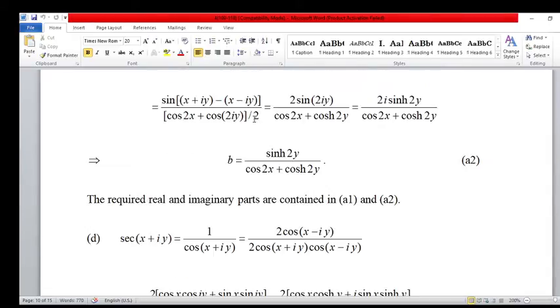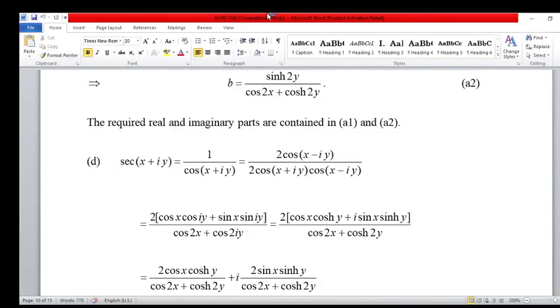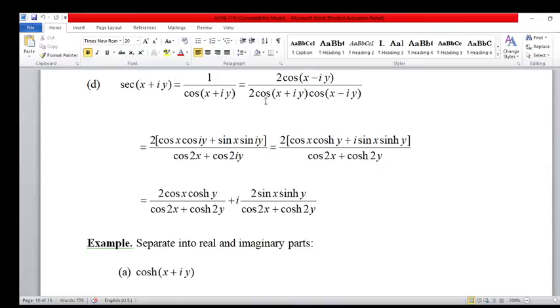Again, this is the second method, and the second method is the most important method. Next, part d, sec(x + iy). Sec converts into 1 upon cos(x + iy). Now here rationalization. This is multiplying by cos(x − iy) and dividing by cos(x − iy), and multiplying here. Why multiplying by 2 and dividing by 2? In the denominator, this is the trigonometric conversion. So again 2, here the cos(a − b) formula, cos a cos b plus sin a sin b formula, and the denominator multiplying by 2.